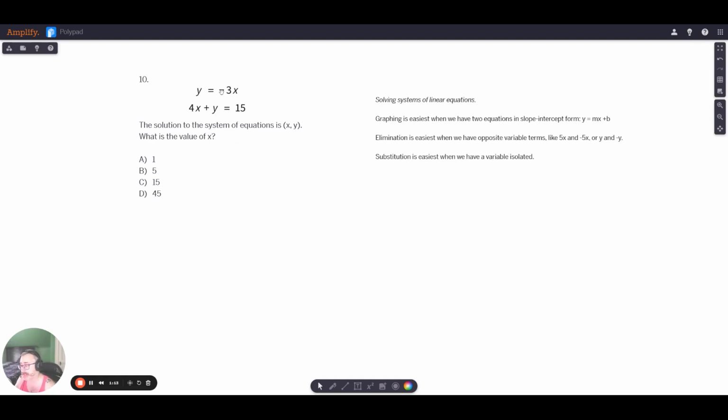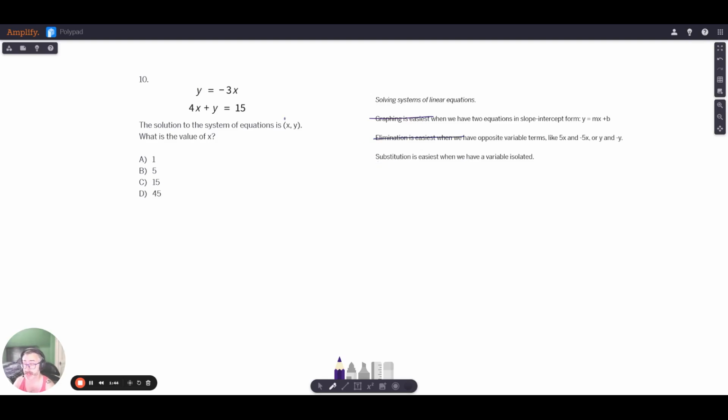So let's see, what do we have here? In our system, do we have two equations in slope-intercept form? Well, the first one is in slope-intercept form, but the second one isn't. Graphing is not going to be the easiest. What about elimination? Do we have opposite terms? We have negative 3x and positive 4x. Yeah, they're different signs, but also different numbers. y and y? Okay, the same number of y's, but they're not opposites. So elimination is not going to be the easiest.